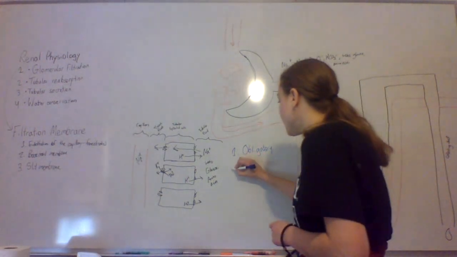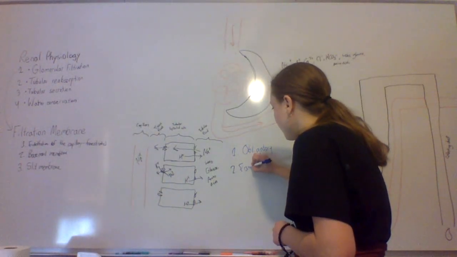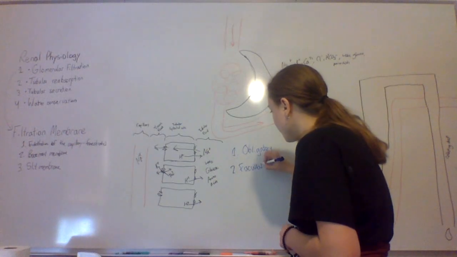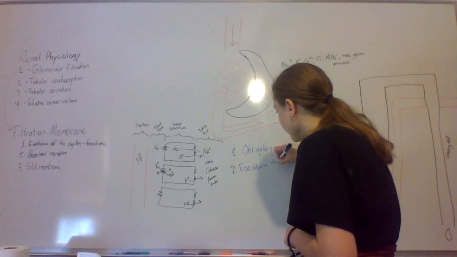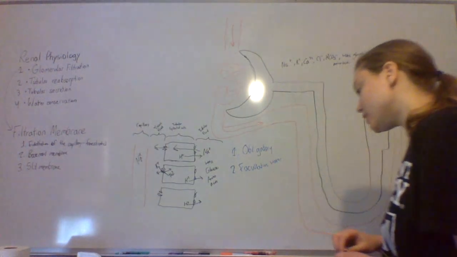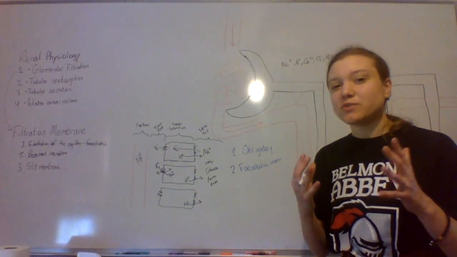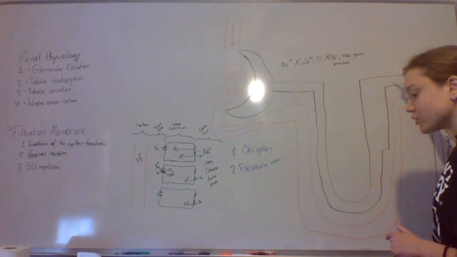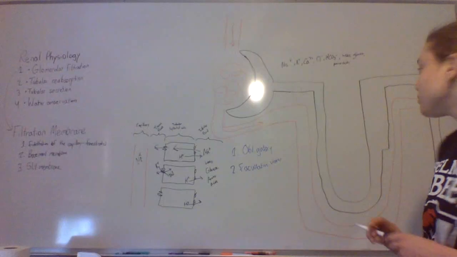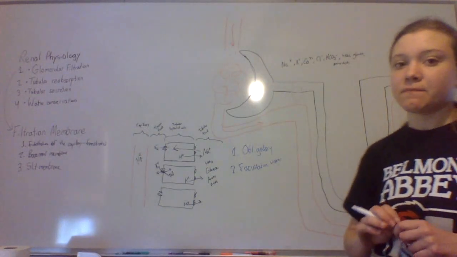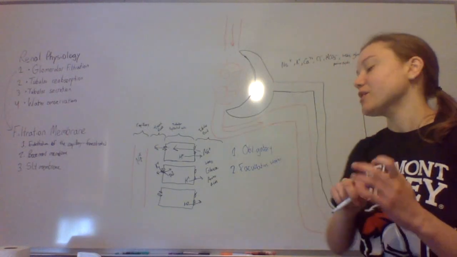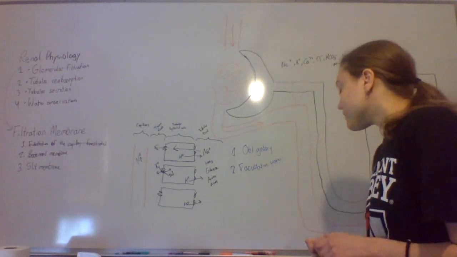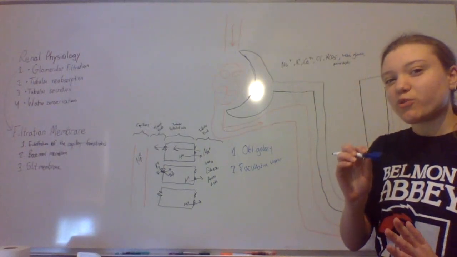Now, to facultative water reabsorption. So, this is the fine-tuning of salt and water reabsorption that occurs in the final portion of the distal convoluted tubule and the collecting duct. This is also part of water conservation. So, this has to do with osmoreceptors.